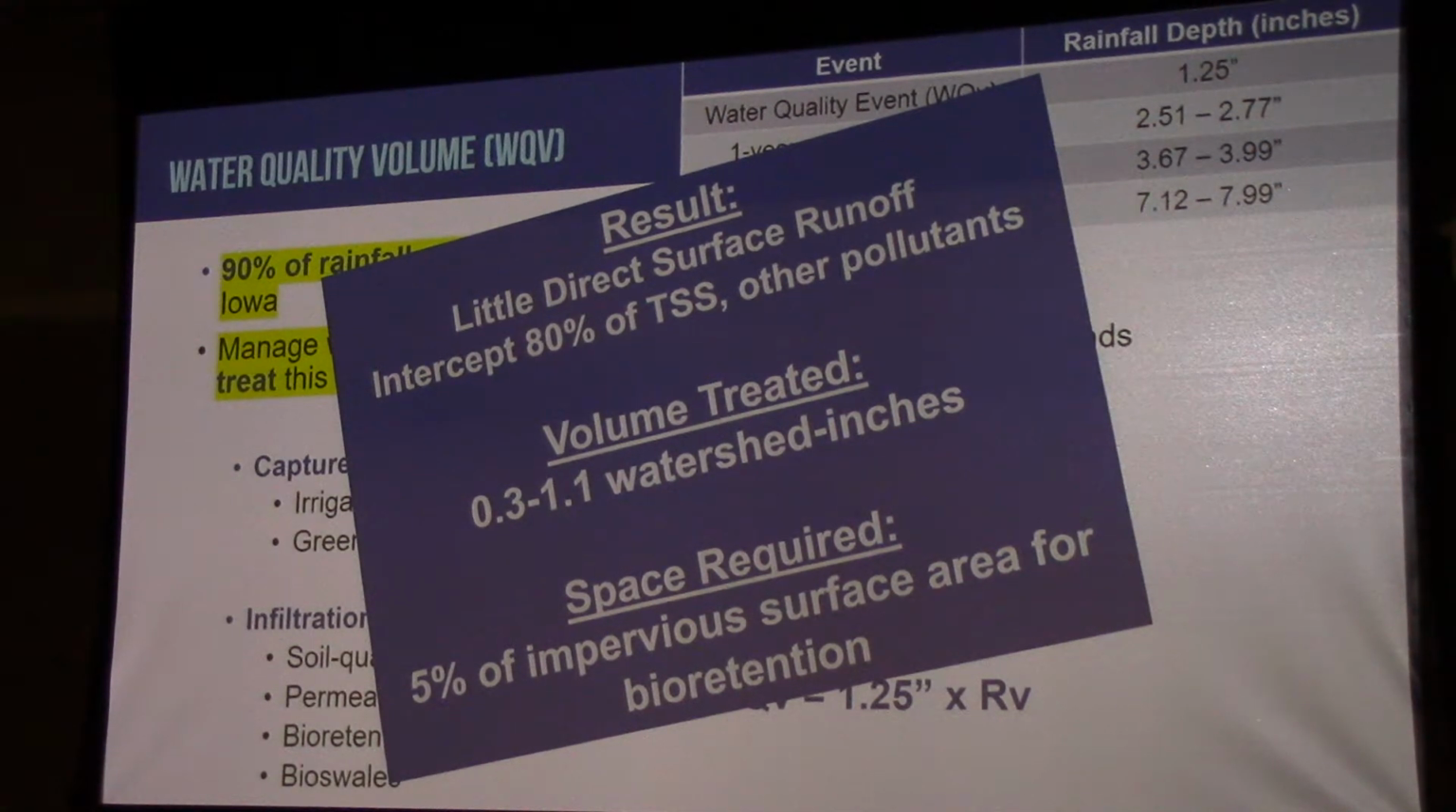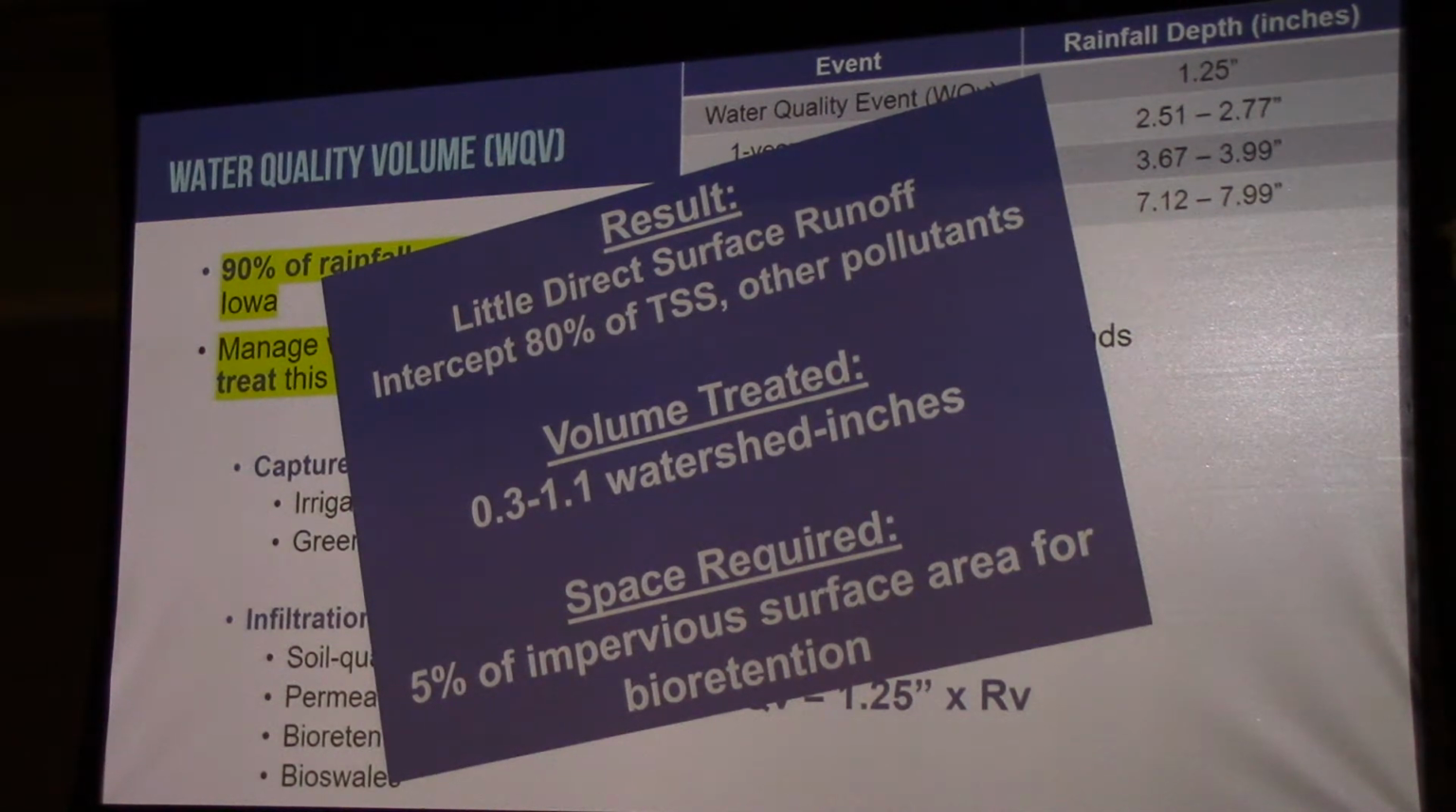So the goal and the result of that standard is to have as little direct surface runoff as possible from these 1.25 inch events. We want that water to go through some type of practice before it leaves the site. It may infiltrate the ground, or it may filter through a bioretention cell and then out through a subdrain, but it's at least been treated and slowed down and cooled before it leaves the site.